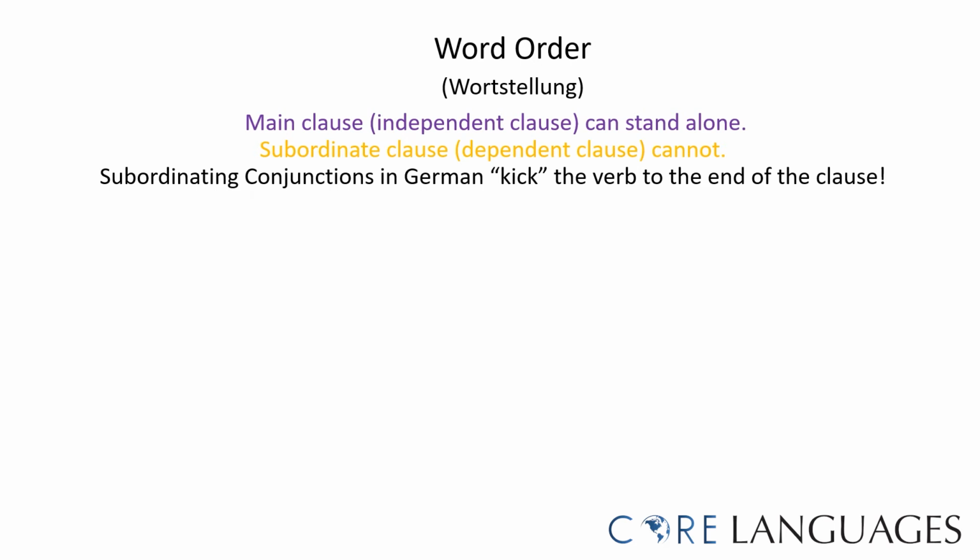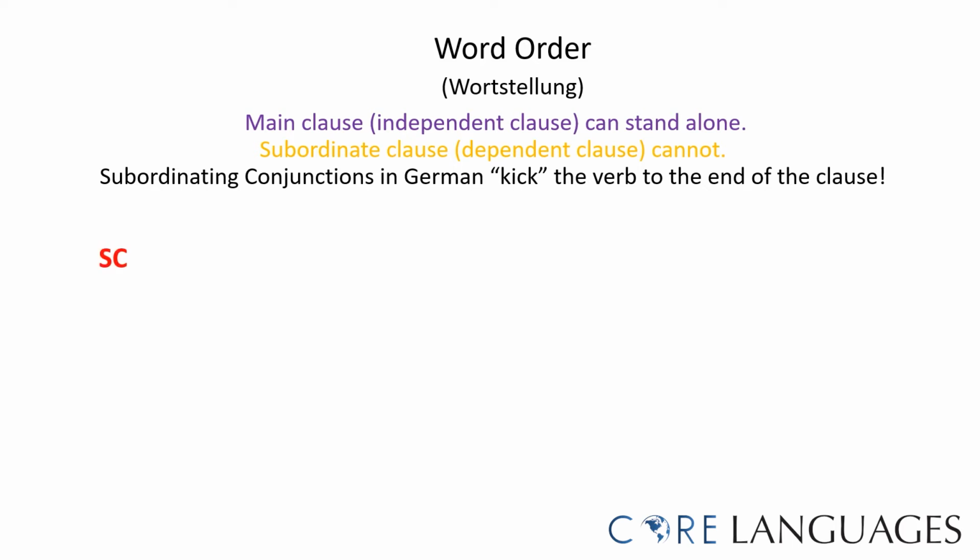When forming a sentence with a main clause and a subordinate clause, keep the following things in mind. The main clause or the independent clause can stand alone or independently. The subordinate clause depends on the main clause and cannot stand alone, hence the name dependent clause. The subordinate clause will begin with a subordinating conjunction, which in German kicks the verb to the end of the clause. The other thing we have to keep in mind is that we can start a sentence with a subordinate clause, but then we also have to change the word order in the main clause.